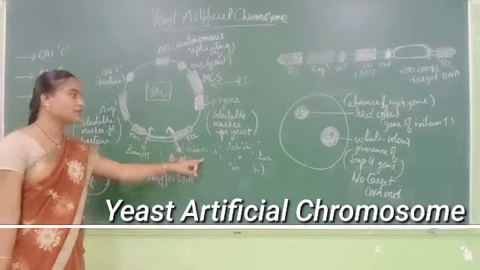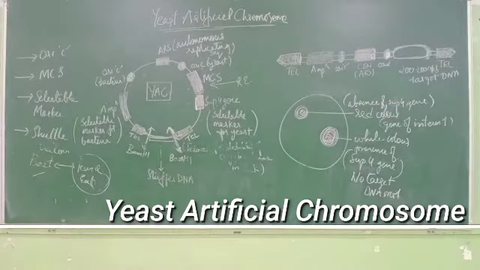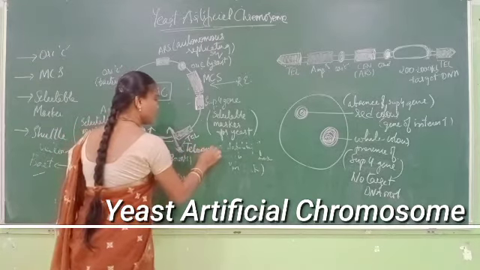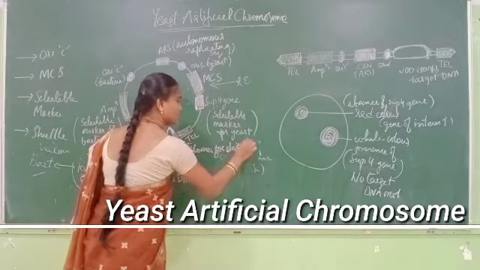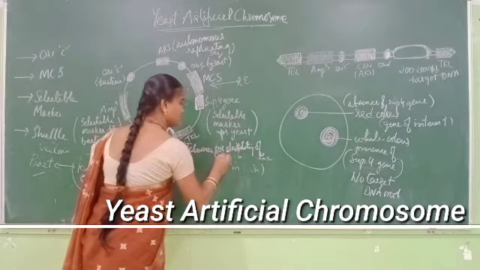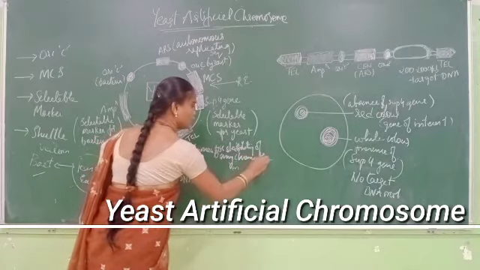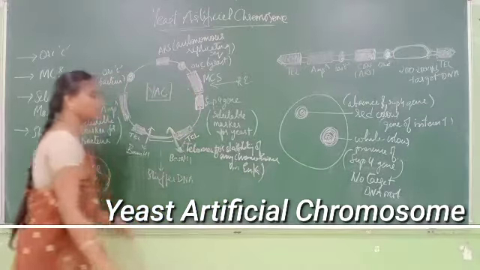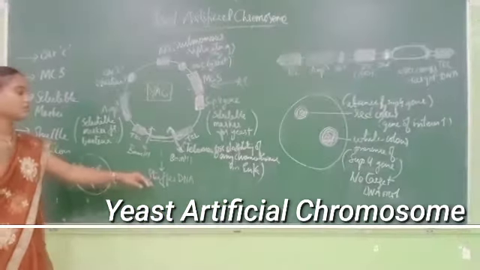This is generally used for stability of any chromosome in eukaryote. It stabilizes any gene in your eukaryote, isn't it? For stability purpose, of any chromosome in eukaryote. So that is the importance of telomeric sequence. Next are stuffer gene, stuffer DNA.